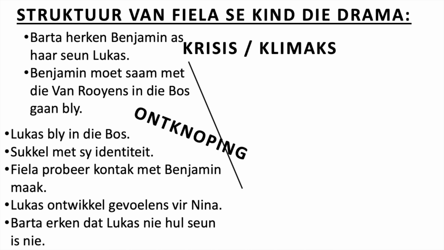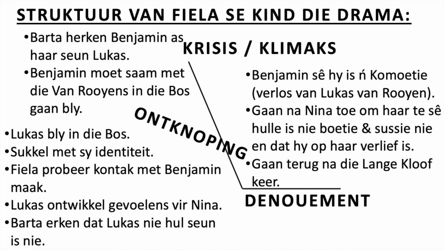less. Lucas ontwikkel gevoelens vir Nina, so he develops feelings for Nina. And then Bartha herken dat Lucas nie hul seun is nie. Bartha admits that Lucas is not actually their son. So the crisis that we had is sort of resolved in the ontknoping. So we go from having a lot of tension because he's taken away, has to be van Rooyen, to in the ontknoping when the tension gets a little bit less, is that we now know that he's not actually a van Rooyen. And then the denouement, so the conclusion.